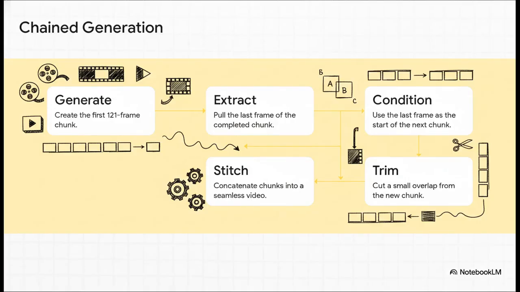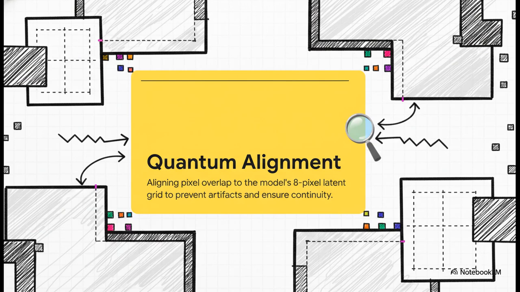The solution is this really cool process called chained generation. It's basically a clever loop where the output of one step becomes the input for the next. As you can see, the system generates that first 5-second chunk, then it literally grabs the very last frame and uses that as the starting point for the next chunk. It just keeps doing this, stitching the pieces together and trimming a tiny overlap to make it look like one single continuous shot.